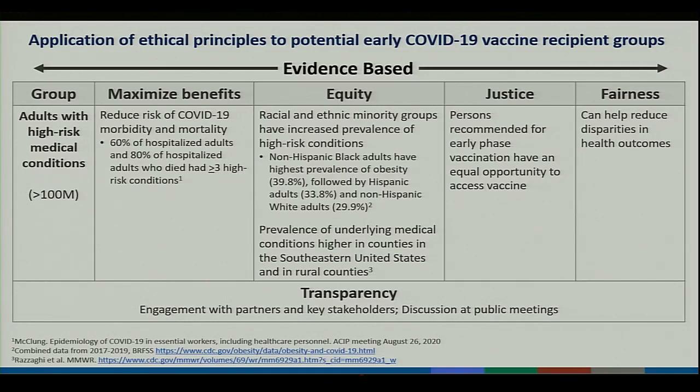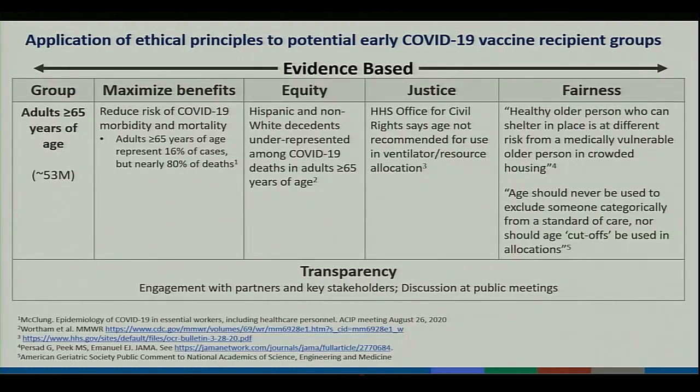And under fairness, providing vaccine to adults with high-risk medical conditions can help reduce disparities in health outcomes. And transparency, again, is a foundational principle. Next slide. And finally, for adults 65 years of age and older, under maximized benefits, providing vaccine to this population could reduce morbidity and mortality.